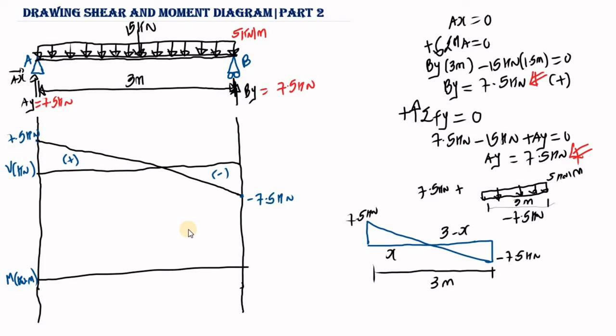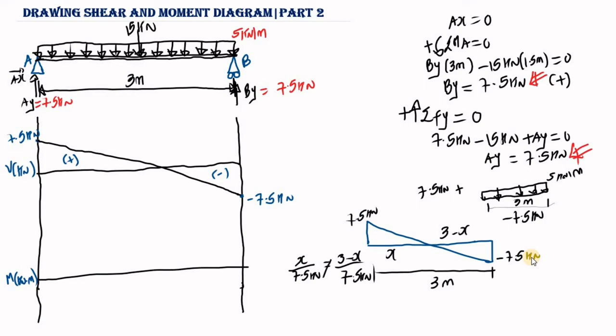So now we need to find the value of S, because we need to find the area of the triangle. So let's calculate the value of S. We are going to use similar triangles. To calculate the value of S, this triangle should be equal to this triangle. So it's going to be S, that is the width, divided by the height, which is 7.5 kilonewton, is equal to the width of the other triangle, which is 3 minus S, divided by the height, which is also 7.5 kilonewton.